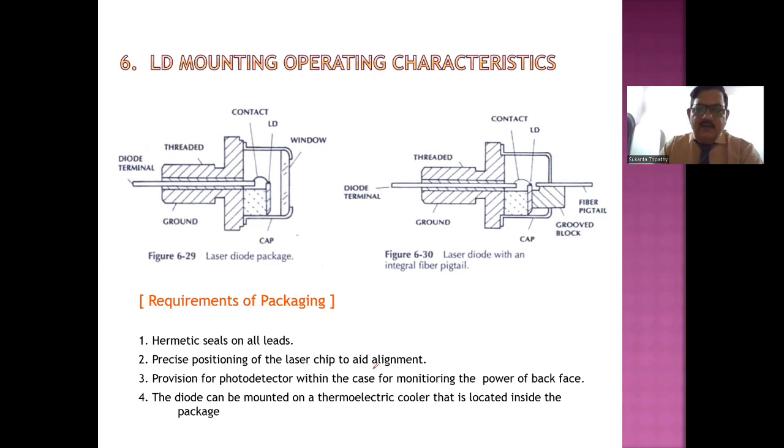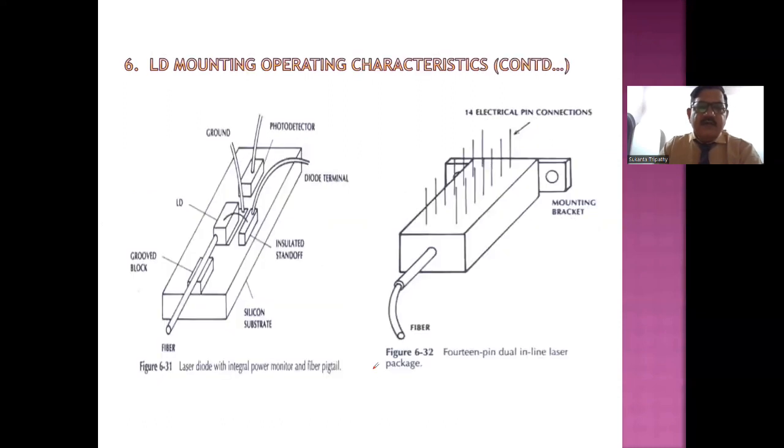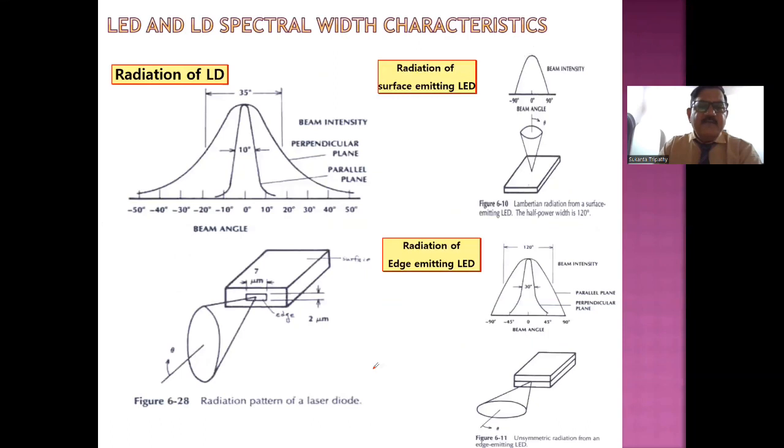And this is about the LD mounting, as you have discussed in the case of the LED. Some coatings or protecting seals should be given to the LD so that it is protected from the external environment. This is what is called packaging. And this is another way of packaging or mounting the LD. And finally, we will try to distinguish between the emission from the light emitting diode and the laser diode.